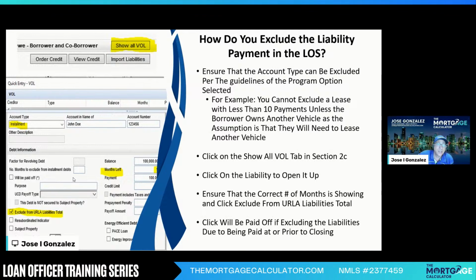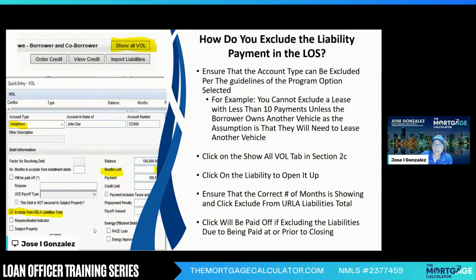Now, if you click will be paid off, which is above here, I'm sorry, I didn't highlight that one in yellow, then you don't have to also click exclude from liabilities. I mean, you can if you want to, but once you click will be paid off, the system knows to exclude it. And then, like I mentioned, it's going to increase your cash to close because it's assuming it's going to be paid off at closing. If it's going to be paid off before closing during the loan process, then don't click will be paid off. Just click exclude from liabilities total.